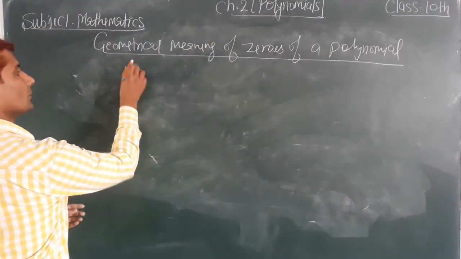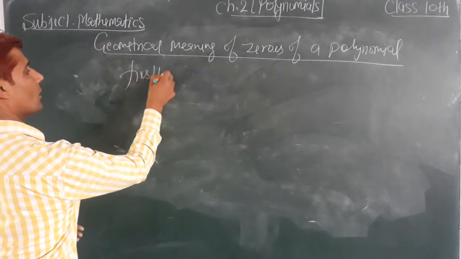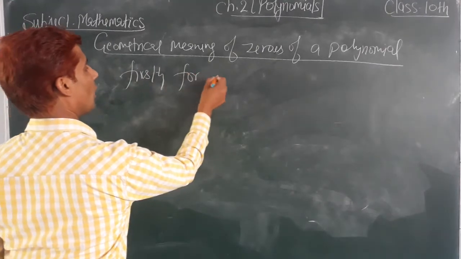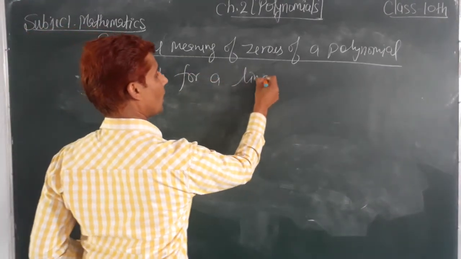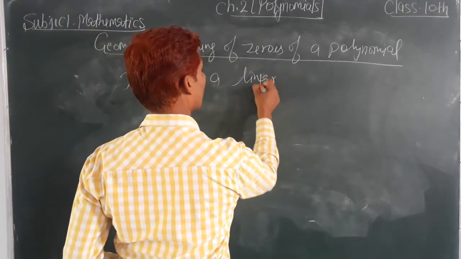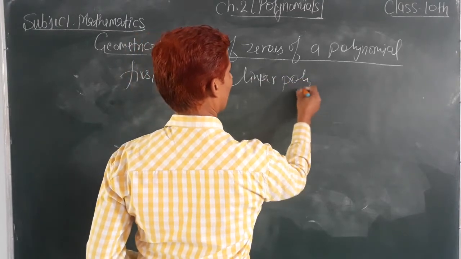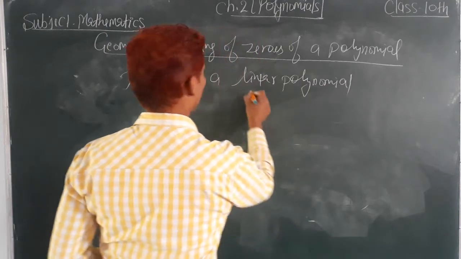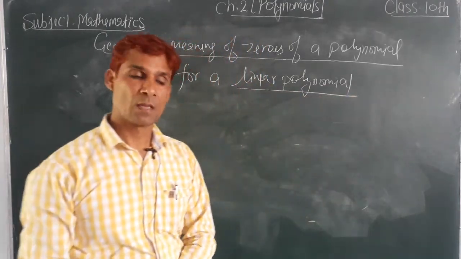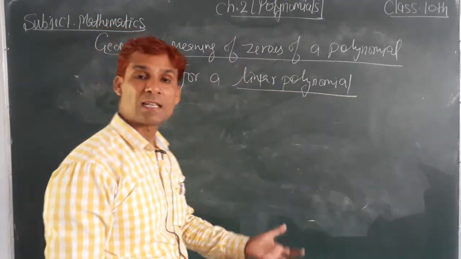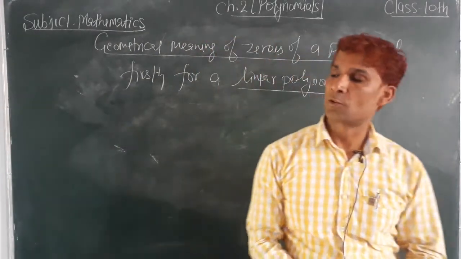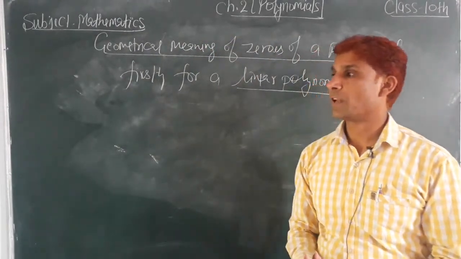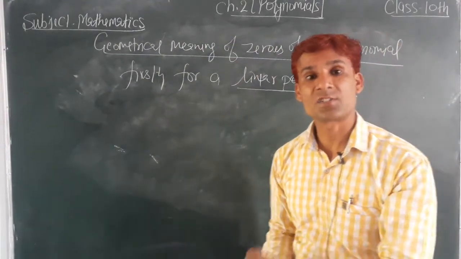Firstly, for a linear polynomial. For a linear polynomial, my dear, in the previous class we have already drawn the graph of a linear equation. It becomes a straight line.